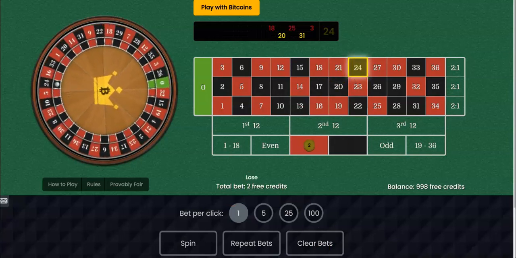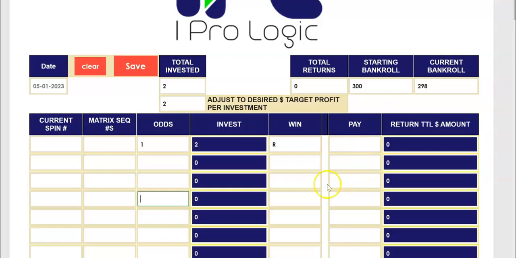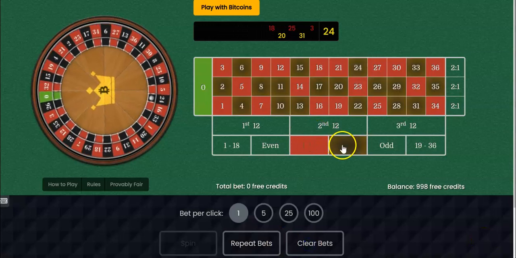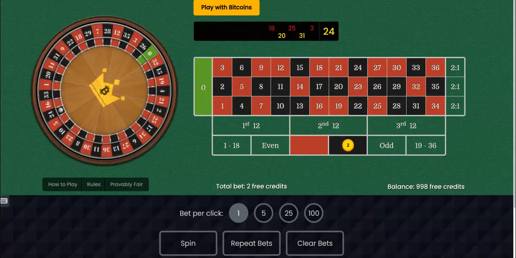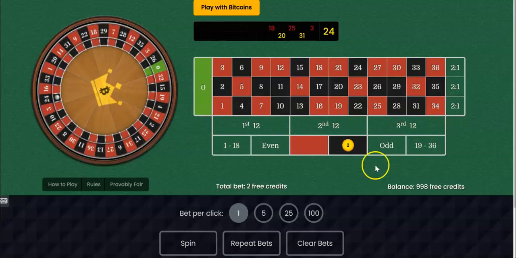In this case, yes, you did miss. Okay, so you're going to put in 24. And it's telling you to play black. Okay, so we are going to put 1 on black. Okay. So as you can see, we are going to be playing black. However, notice what it says, 6 units.